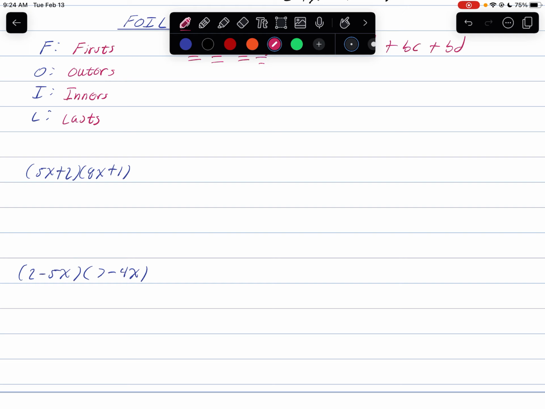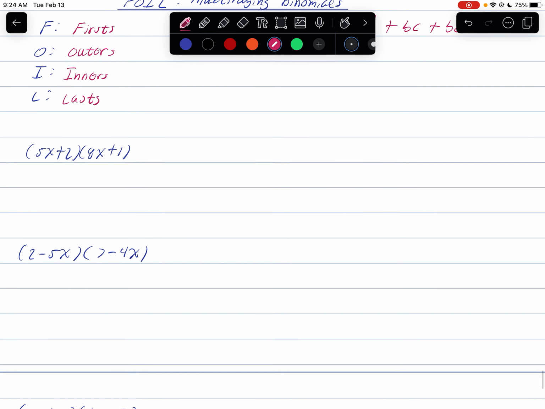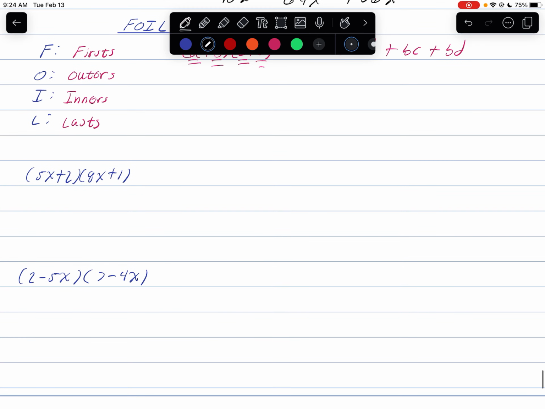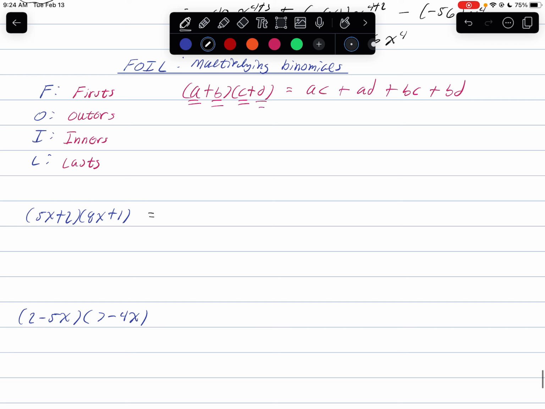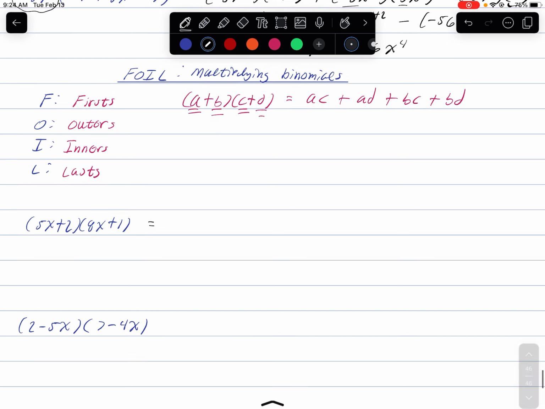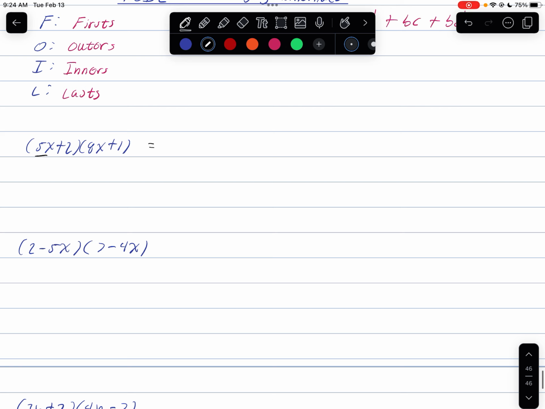So let's take a look at a few examples and see if we can quickly and fairly easily multiply these together. So here we have 5x plus 2 times 8x plus 1. Okay, so if we use our FOIL technique here, we'll start by multiplying our firsts. So our firsts are 5x and 8x. So we'll have 5x times 8x.